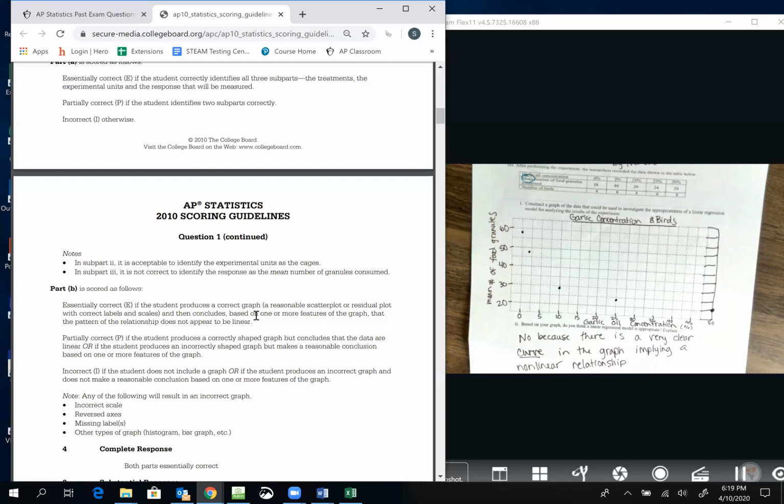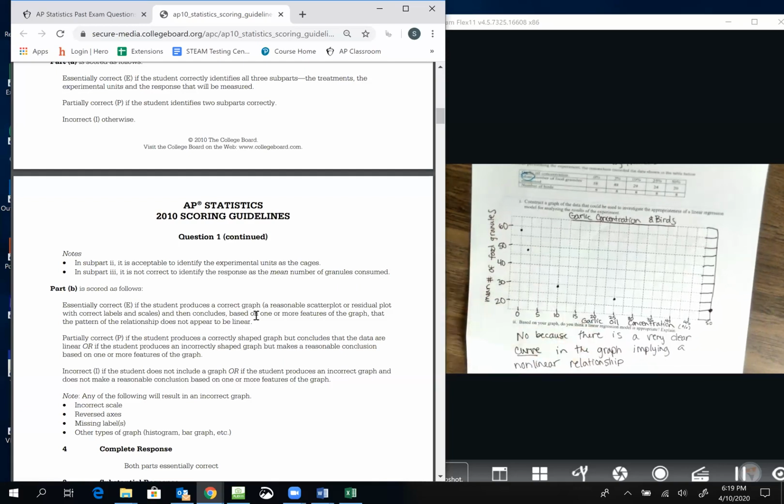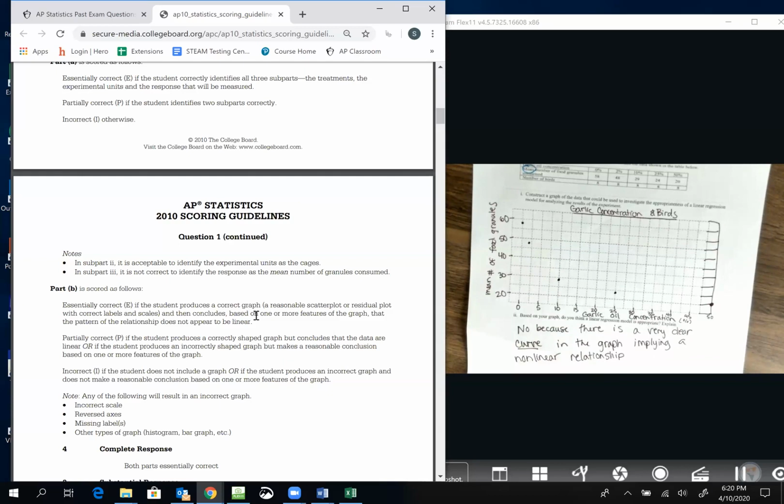Missing labels. So if I didn't label my X and Y axis, I would not have gotten credit for my graph. Or if you did another type of graph, such as a histogram or bar graph, that would not be good at all. I don't even know if you can get credit here. I can't imagine there's a reasonable conclusion you can make with one of those graphs.